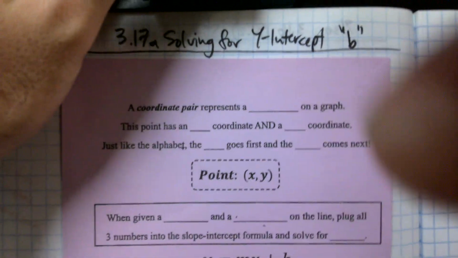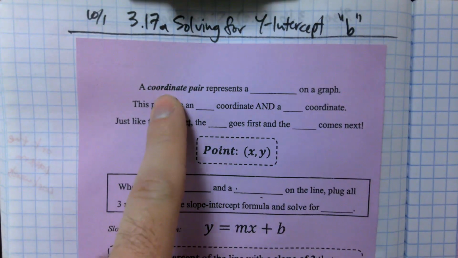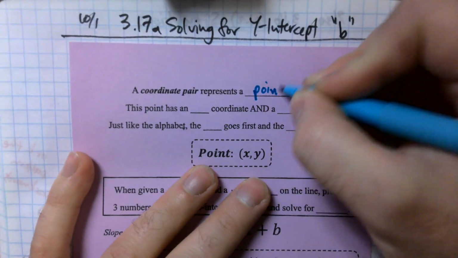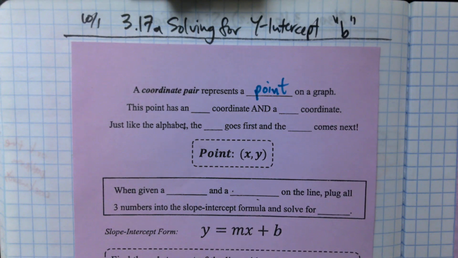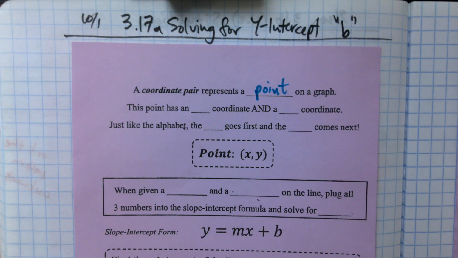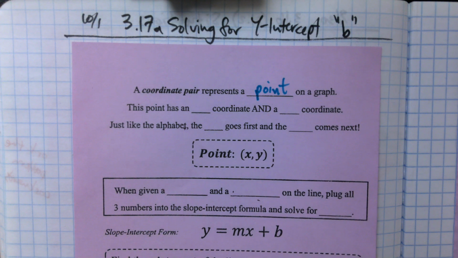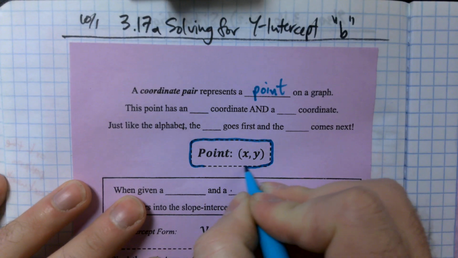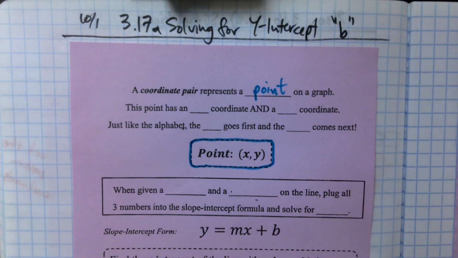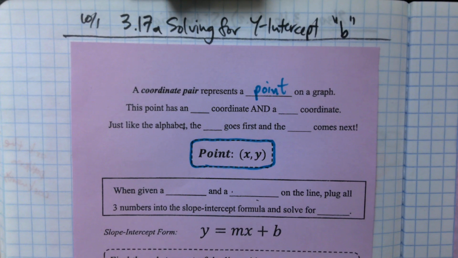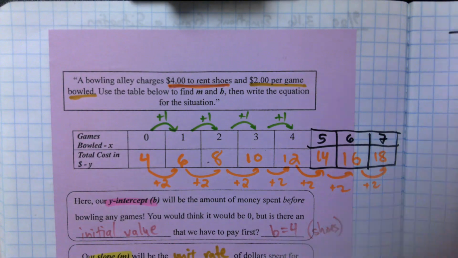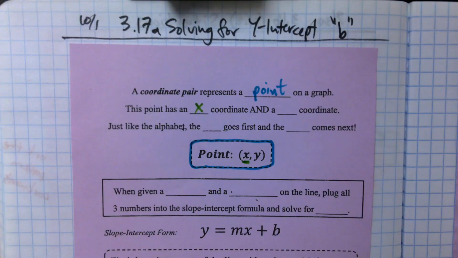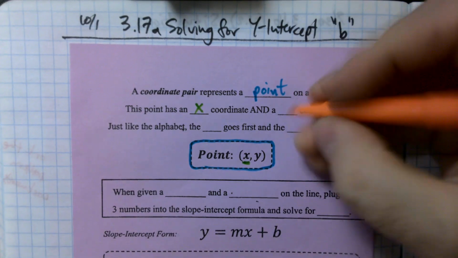Let's say we have a coordinate pair. A coordinate pair just represents a point on a graph. Right? A coordinate pair is a point on a graph that has two numbers in it. It has an x coordinate and it has a y coordinate.